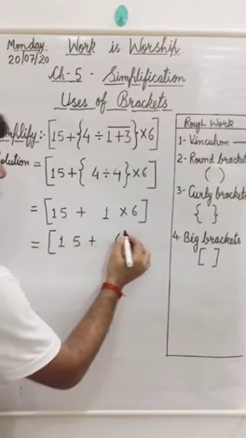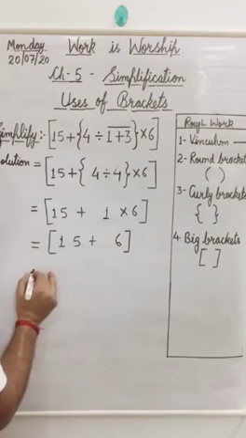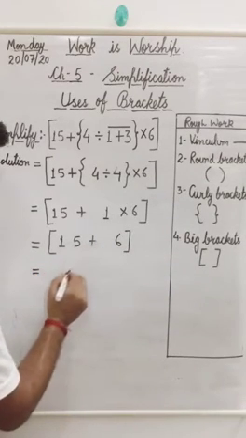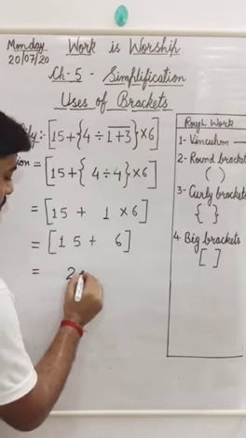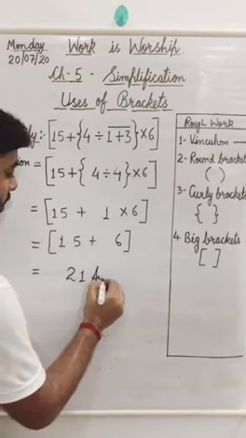So 15 plus 6 is our next step. Now come to the next. 15 plus 6 is 21. So here we have the answer.